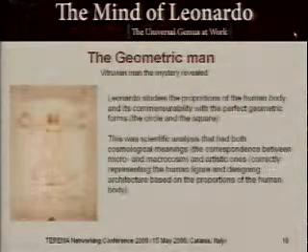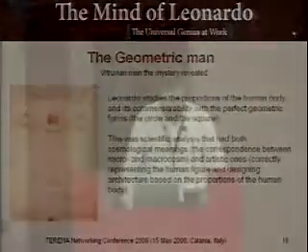Another point, the geometric man, the Vitruvian man. It's a mystery, but this is a mystery revealed because Leonardo studies the proportion of the human body and its commensurability with the perfect geometric forms, the circle and the square. This was a scientific analysis that had both cosmological meanings, the correspondence between micro and macrocosmos, and artistic ones, correctly representing the human figure and designing architecture based on the proportion of the human body.